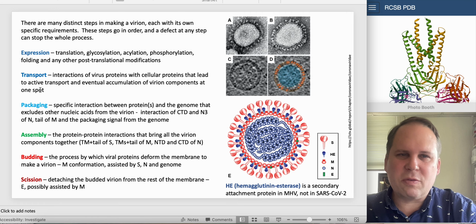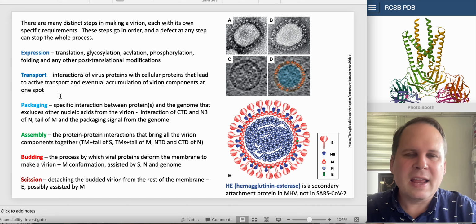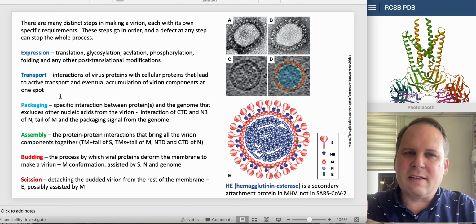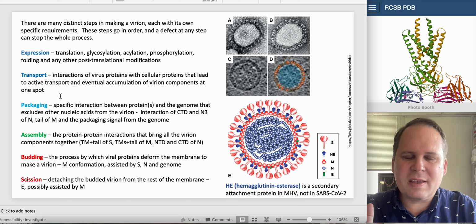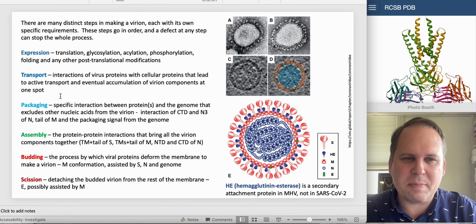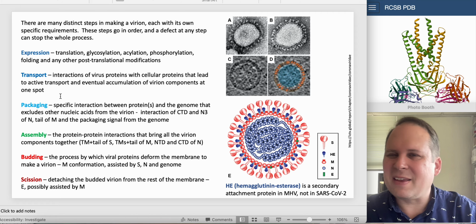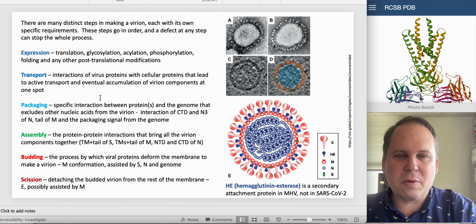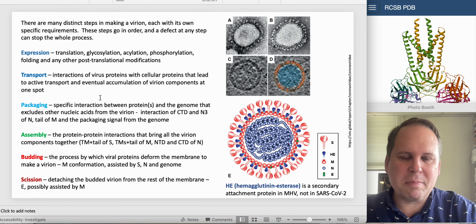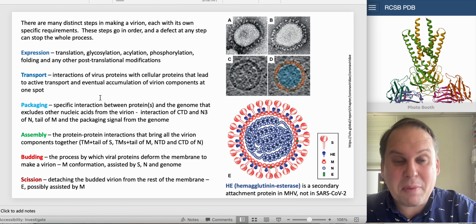Next step is going to be transport, and so the proteins have to get where they're going. And this only applies to proteins that are in the membrane. As far as I am aware, proteins that are just in the cytoplasm are not going to be actively transported. They're just going to have to find their own way to the right spots, but probably there's some other way that they're getting around. So transport, in the case of membrane proteins like M and E and S, is going to involve moving the entire membrane that they're in.